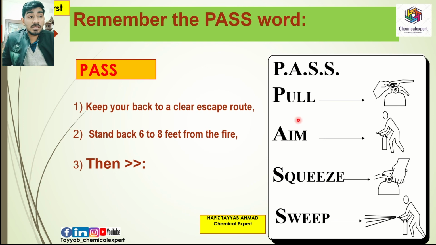Again, PASS. Pull, aim, squeeze, and sweep. What is that? Pull the pin, aim at the base of the fire, squeeze, press the handle, and then sweep again and again. And you have to maintain a 6 to 8 feet distance between the fire and you, and then clear the area. First, you have to take the initiative and then clear the area so that you can easily run after to finish your job.